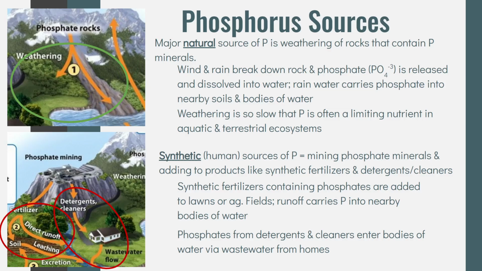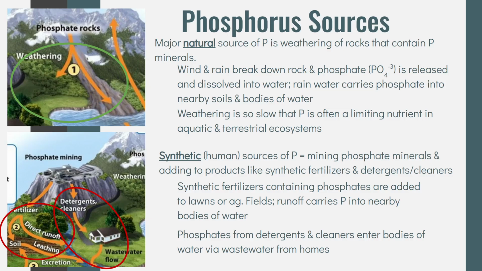The major natural source of phosphorus is the weathering of phosphorus-containing rocks by the wind and the rain. The wind and the rain beat down on these rocks over time, breaking them into smaller bits, which results in the release of phosphate from these rocks. The phosphate then dissolves into the rainwater and it's washed either into aquatic ecosystems or into terrestrial ecosystems or into the soil in an area.